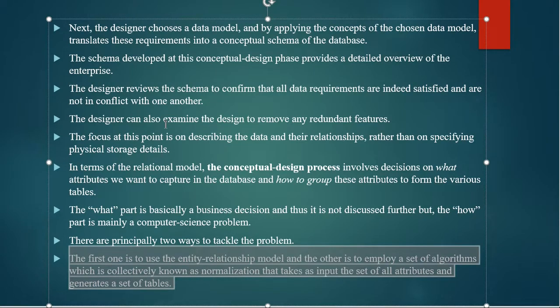Two methods you have, for what purpose? To store data into the database. You can store data into the database using the entity relationship model, and the second method will be the normalization technique.